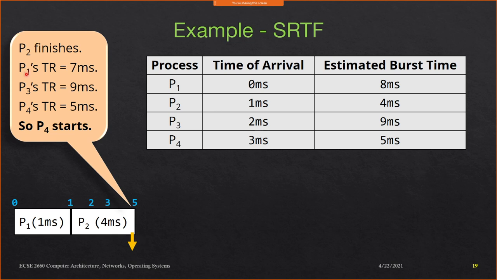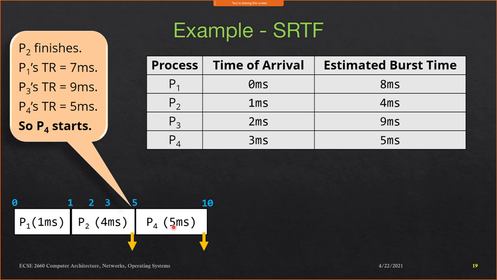We have P1 with time remaining 7, since it ran 1 millisecond at the beginning. 9 milliseconds for P3, 5 milliseconds for P4. Shortest remaining time, P4. So P4 is going to start there, and it is going to use up all its 5 milliseconds, because no other processes are coming in. So it will get to finish its burst. From 5 milliseconds to 10 milliseconds, P4 uses the CPU resource and it will get to finish.